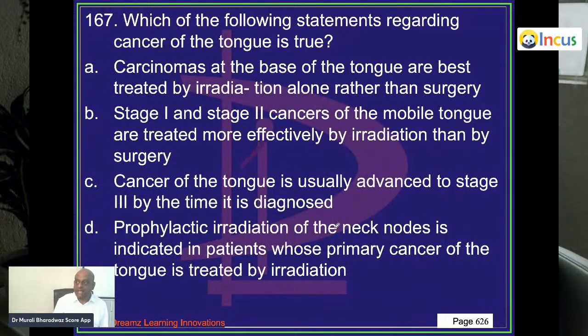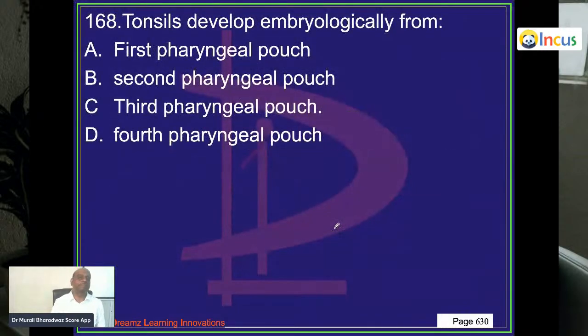Then cancer of the tongue. Whenever primary cancer of the tongue is treated with irradiation, prophylactic irradiation of the neck nodes also needs to be done. That is the important principle in cancer of the tongue. Tonsils develop from the second pharyngeal pouch. Hey, this you did correctly at least. We did it in anatomy, right? We did the anatomy revision.